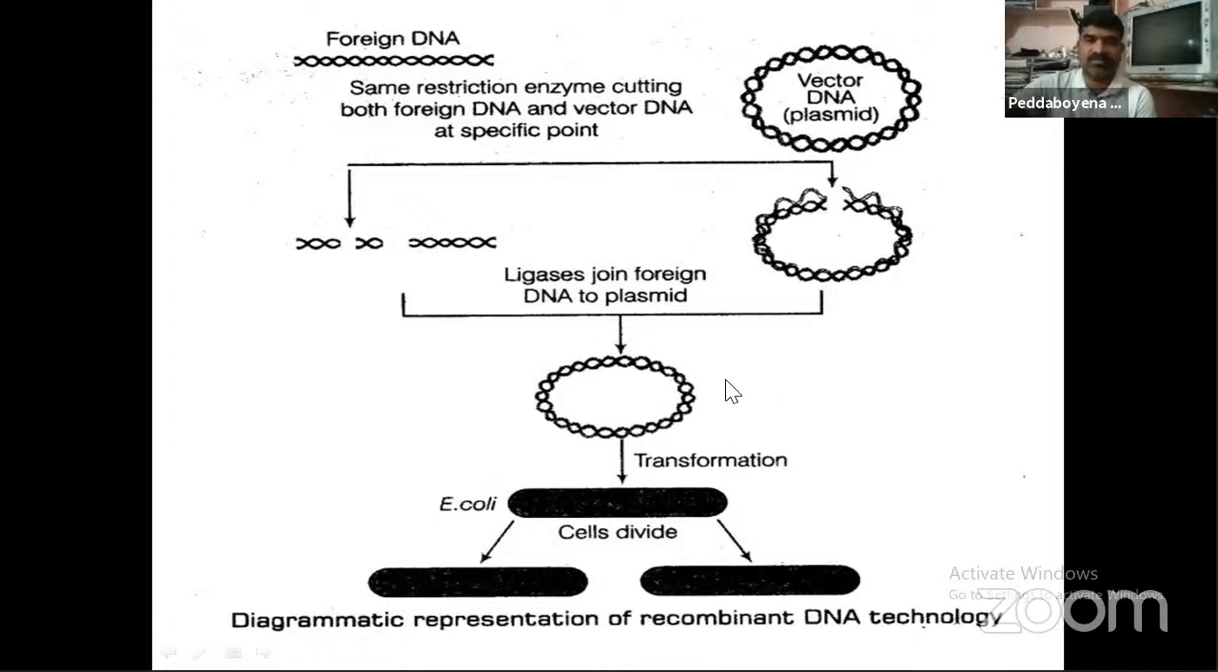After formation of the rDNA, for replication purposes, for getting a number of copies, this rDNA is inserted into a suitable host. So we select Escherichia coli. This process is called transformation.